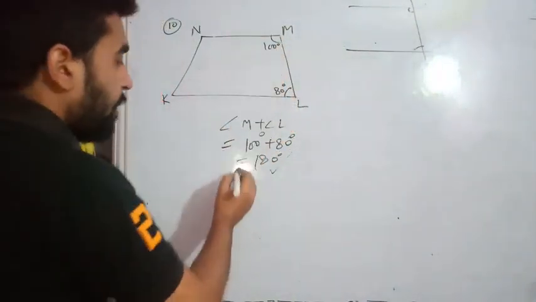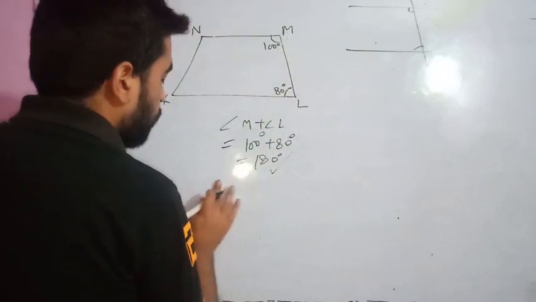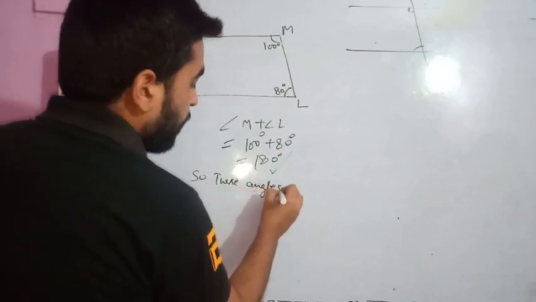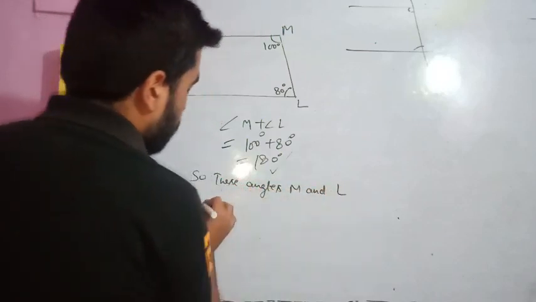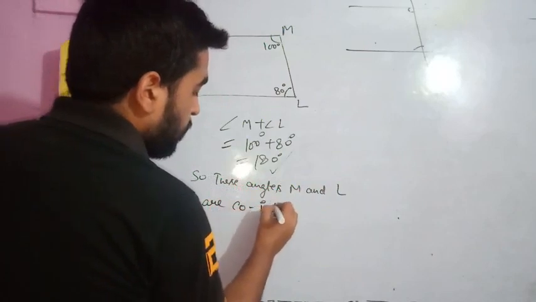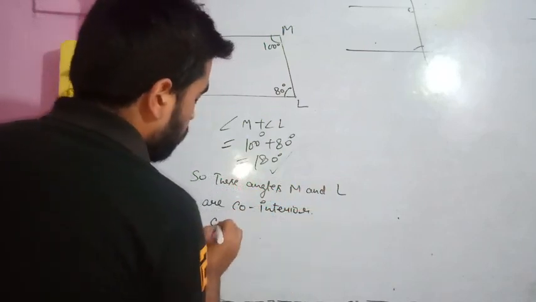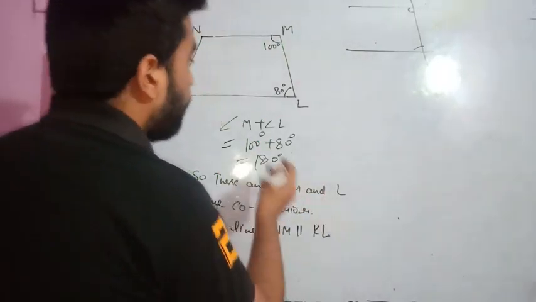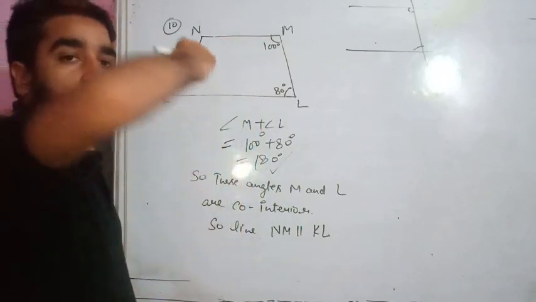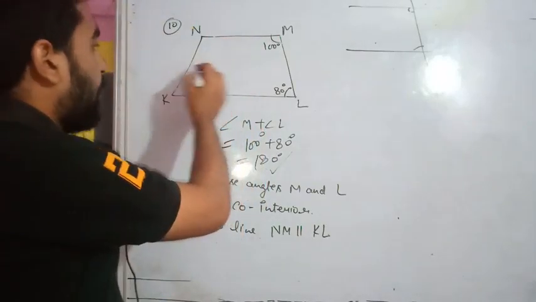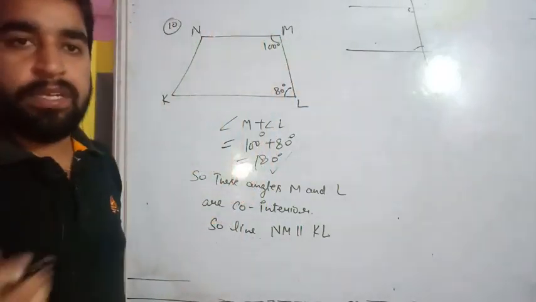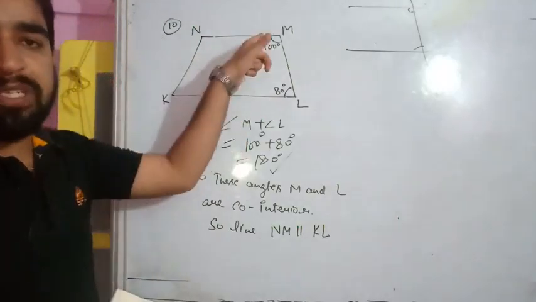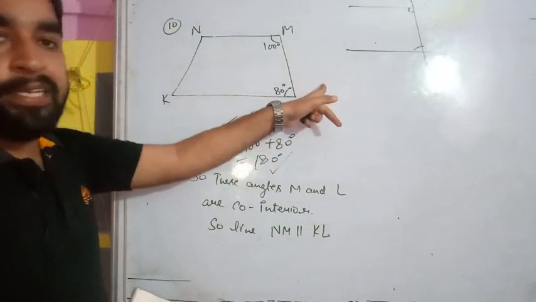So students, angle M plus angle L is 180 degree. These angles M and L are co-interior, so line NM is parallel to KL. And line NM is parallel to KL, and the other line NK is not parallel to LM, as shown. So one pair of opposite sides is parallel, and another pair of opposite sides is non-parallel.